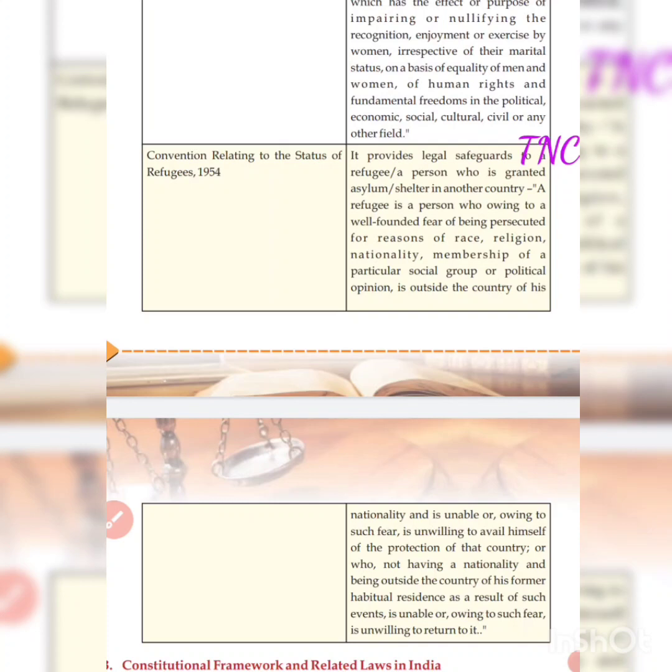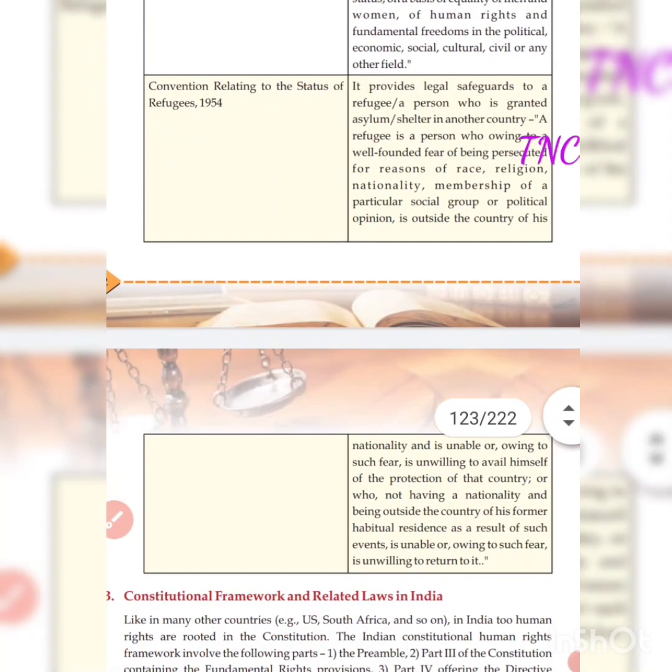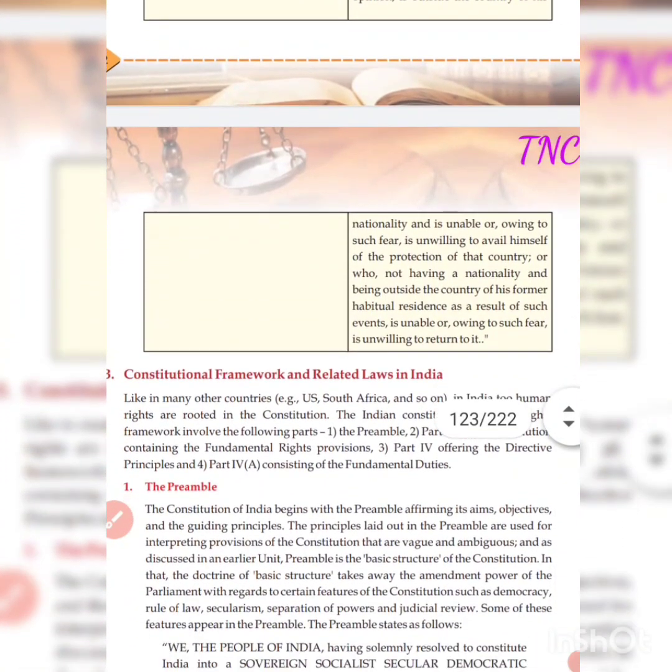A refugee is a person who, owing to a well-founded fear of being persecuted for reasons of race, religion, nationality, membership of a particular social group, or political opinion, is outside the country of his nationality and is unable, or owing to such fear is unwilling, to avail himself of protection of that country, or who, not having a nationality and being outside the country of his former habitual residence as a result of such events, is unable, or owing to such fear is unwilling to return to it.